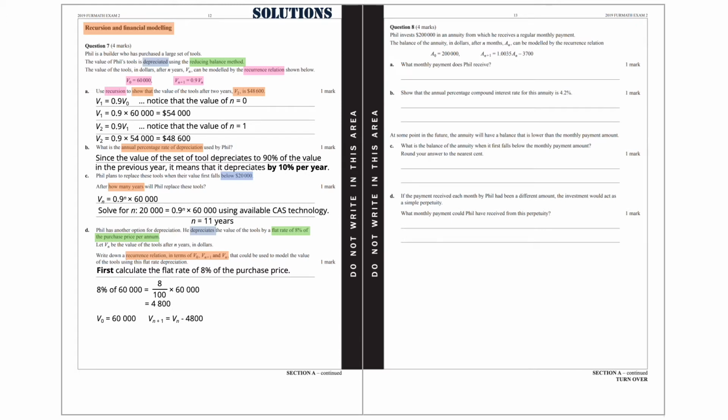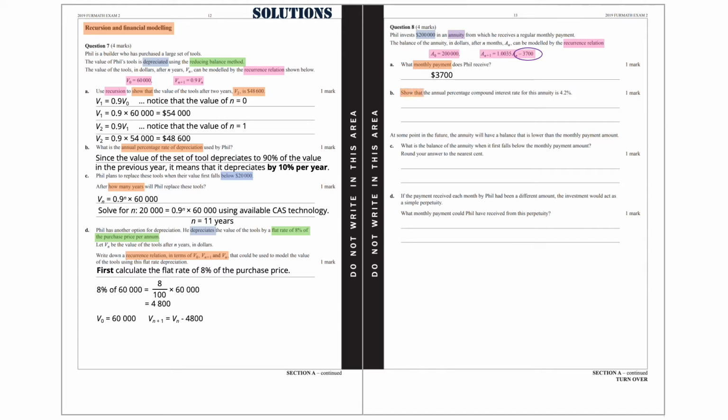Question 8. Phil invests $200,000 in an annuity from which he receives a regular monthly payment. The balance of the annuity in dollars after n months, An, can be modeled by the recurrence relation given below. Part A. What monthly payment does Phil receive? To calculate this monthly payment, we look at the recurrence relation, and we see that $3,700 comes out of the account, which means that this is the monthly payment.